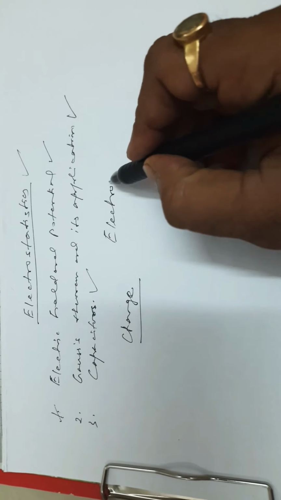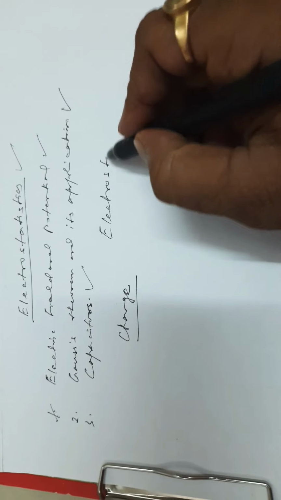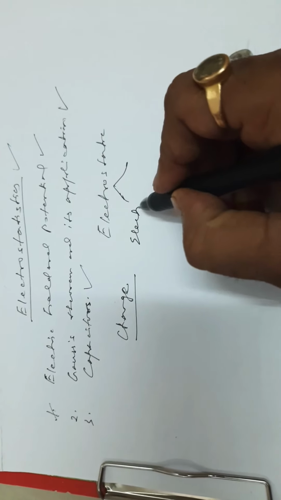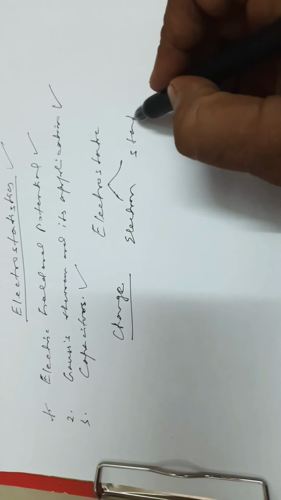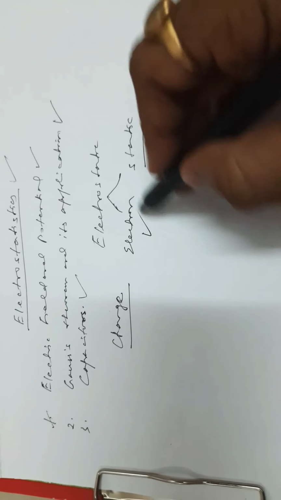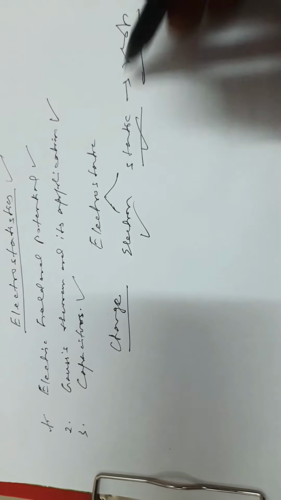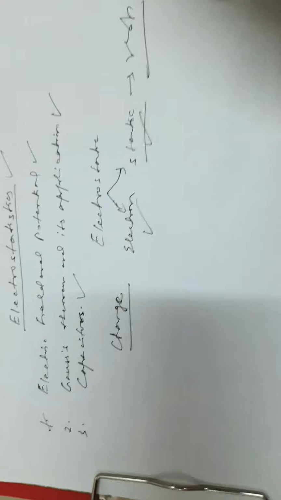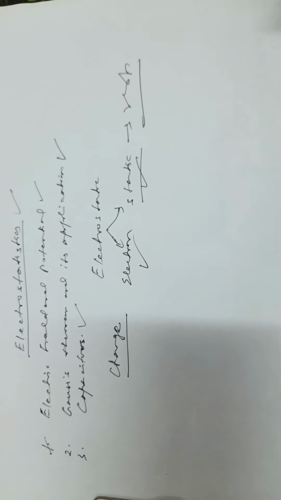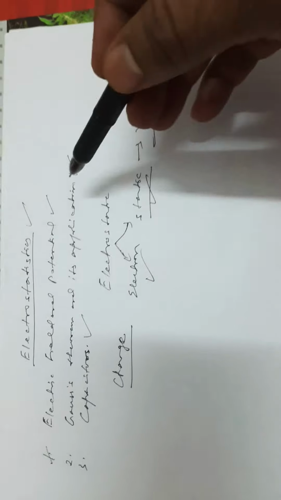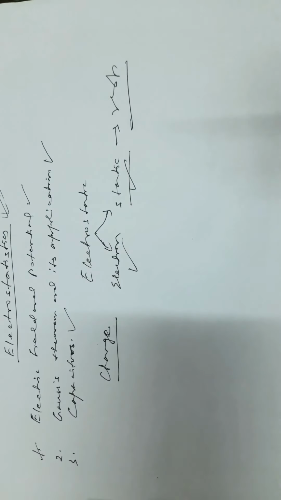When we talk about electrostatics, it's made up of two words, electron and static. Static means rest. So when the electron is at rest, what properties will it have, and what will be its applications? All such things will be dealt with in this broader topic, that is electrostatics.